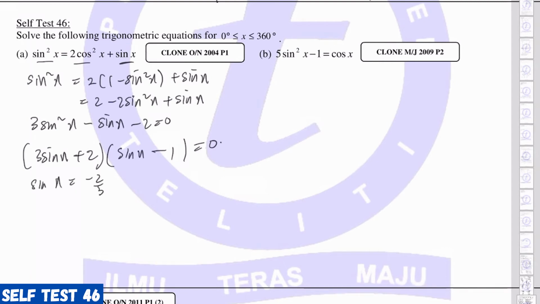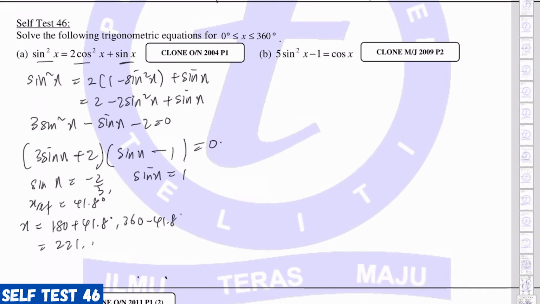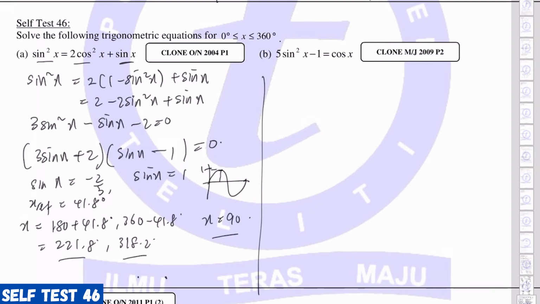So for sine x equals to negative 2 over 3, we have to use our calculator, reference angle. Now, your reference angle, if you use a calculator, shift sine 2 over 3, you should get 41.8, right? And since this sign is negative, we have to take answer in quadrant 3, 180 plus, and quadrant 4, 360 minus. For positive, we take quadrant 1 and 2. Remember that. So it's 221.8 and 318.2. For sine x equals to 1, again, I'll use a graph. This is the easiest way to find the value. So you can see from the graph, your x value is 90. So all in all, you have 1, 2, and 3 answers.